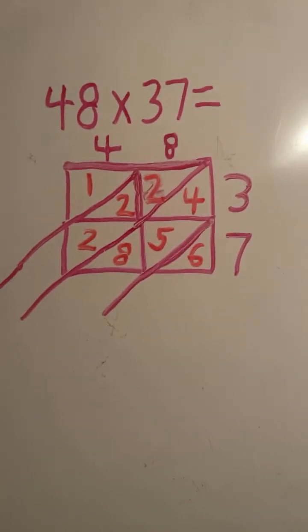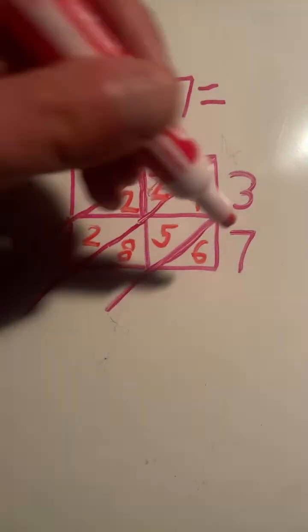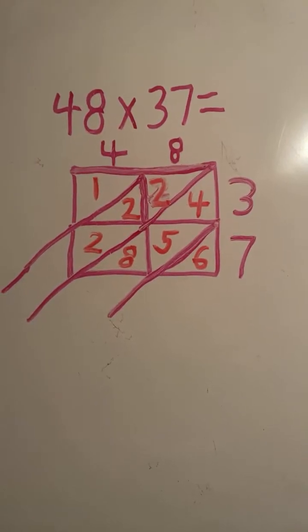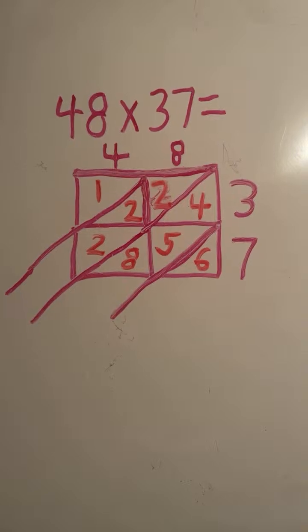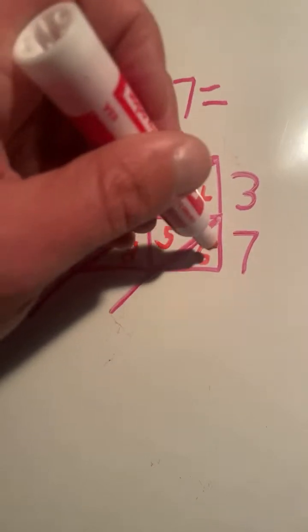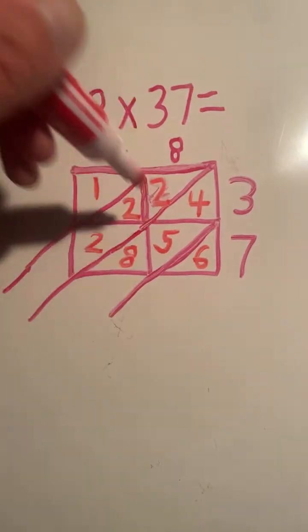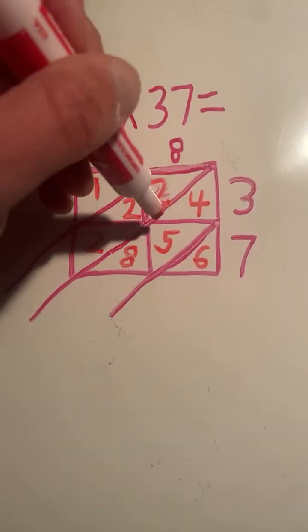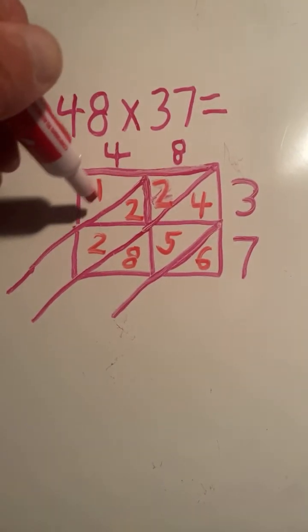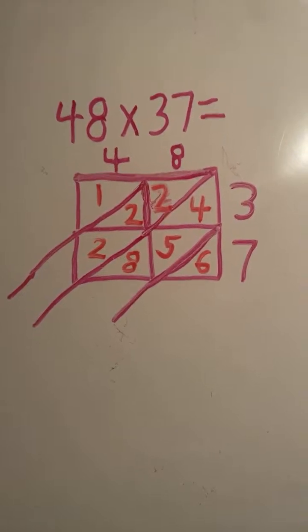Now the final step is we have to add each of the numbers within the square. And we're going to add the numbers going across the diagonal lines. So the numbers within the square that go along this diagonal line are in the ones place. The numbers in between these two diagonal lines are in the tens place. The numbers in between these two diagonal lines are in the hundreds place. And the number going along this final diagonal line is in the thousands place. So we're adding up the numbers going along the diagonal line.